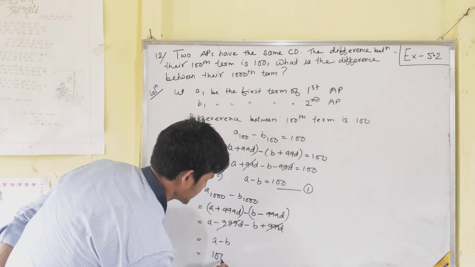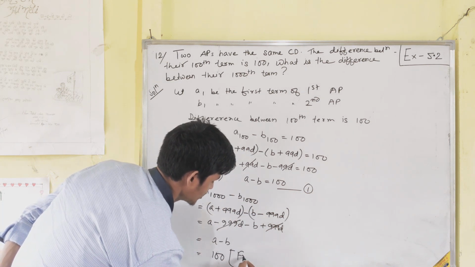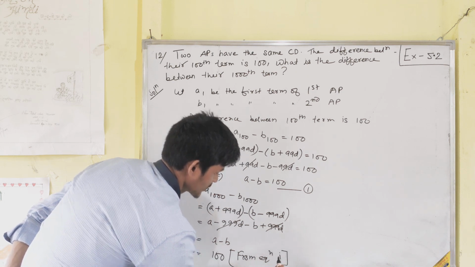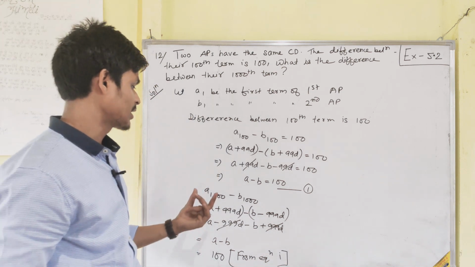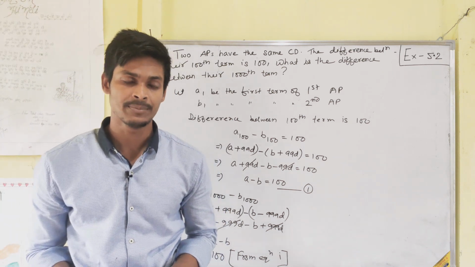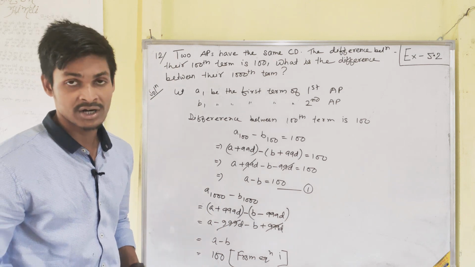That means you can write here 100, from equation 1. So the difference between the 1000th term of the first AP and the 1000th term of the second AP is 100, and this is your answer.